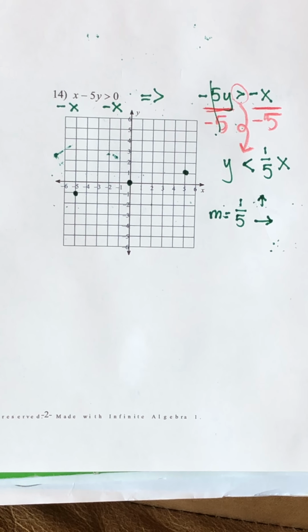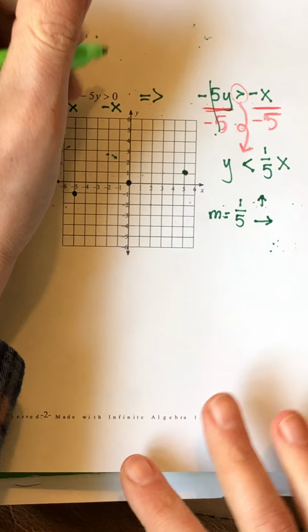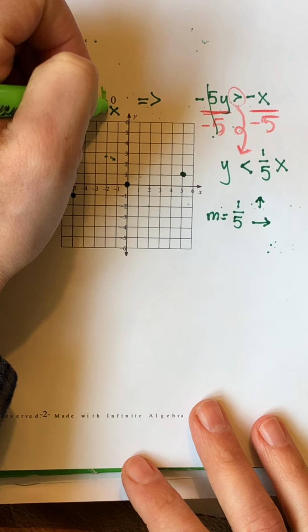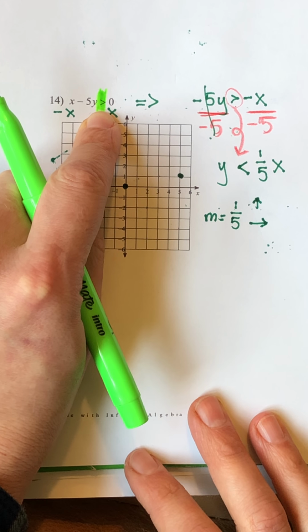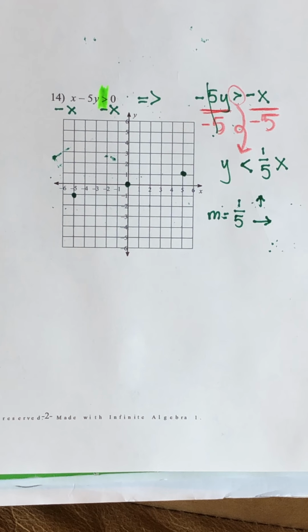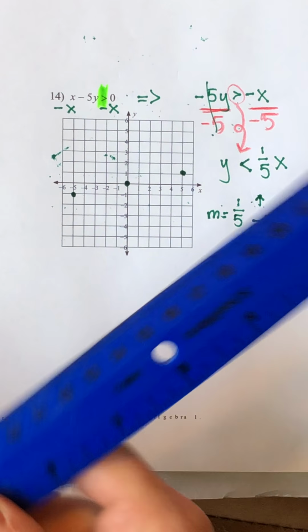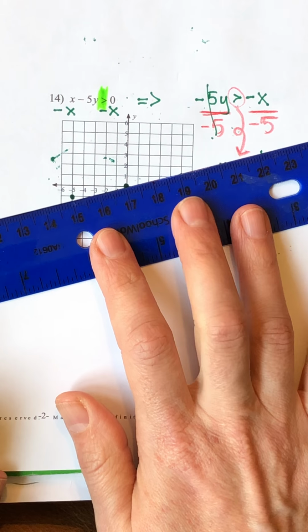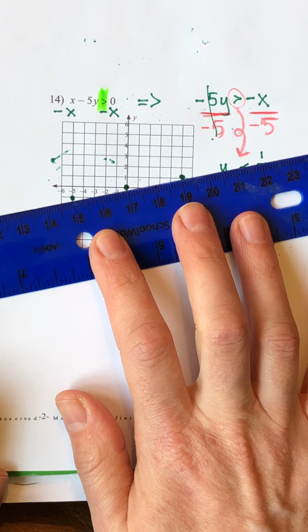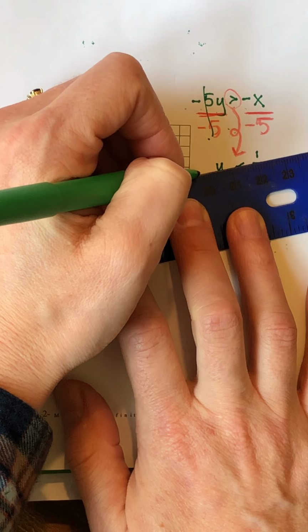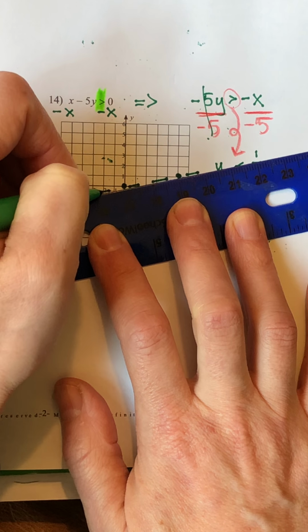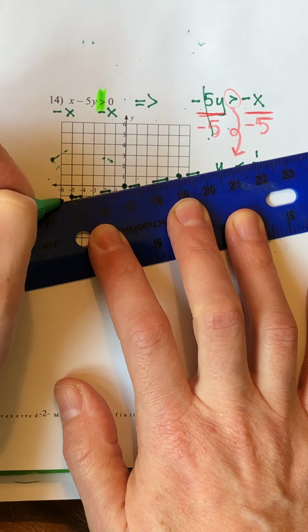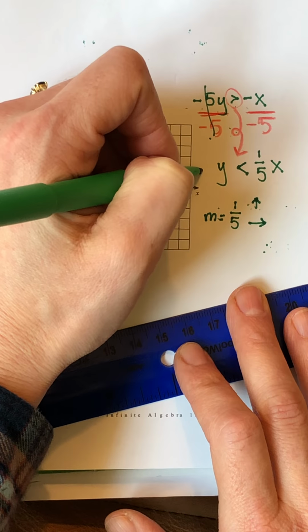Okay, so is my line dashed or solid? There's no line underneath. There's no or equal to. So it is just a boundary. So make your line dashed or dotted, however you want to call that.